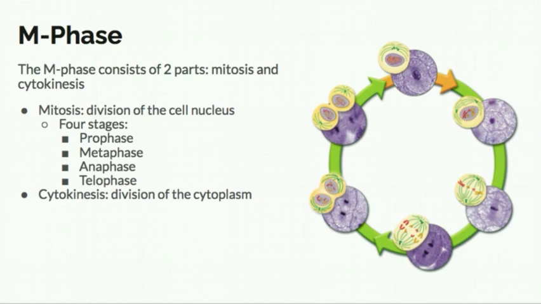Now the M phase consists of two parts, mitosis and cytokinesis. Mitosis is the division of the cell nucleus, and there are four stages within that: prophase, metaphase, anaphase, and telophase, and cytokinesis is the division of the cytoplasm. Now we're going to get into the M phase in more detail in a couple lessons, but for now, you should know that the M phase consists of two parts, mitosis and cytokinesis.